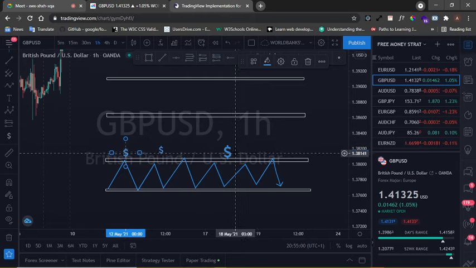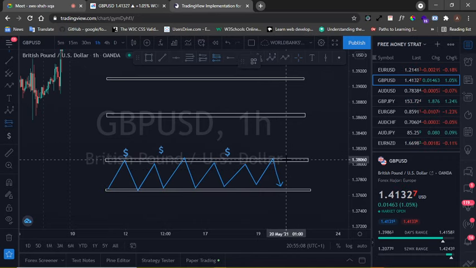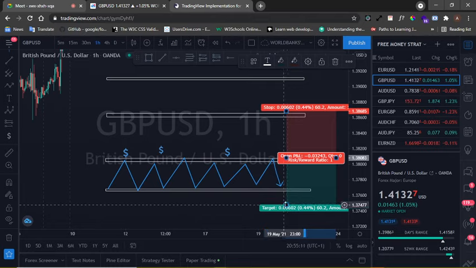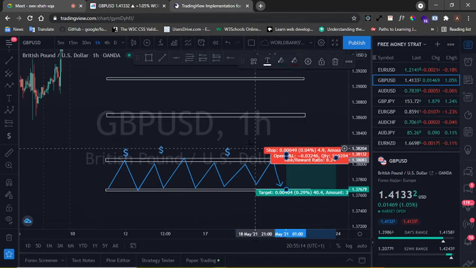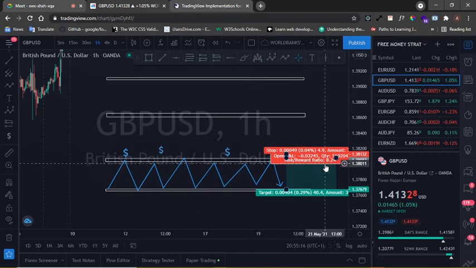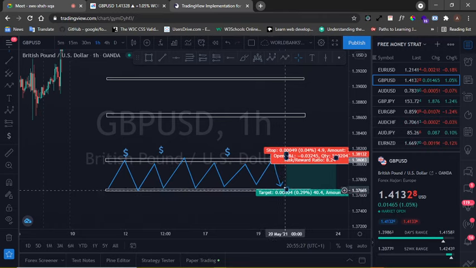What do I mean by liquidity? Liquidity is where everybody's stop loss is going to be. So if you want to sell as a retail trader, you just come here, sell on this side and take profit at support. That place is where your stop loss is. Your stop loss is their target. The stop loss is their target. They'll kill everybody and then go in their direction.